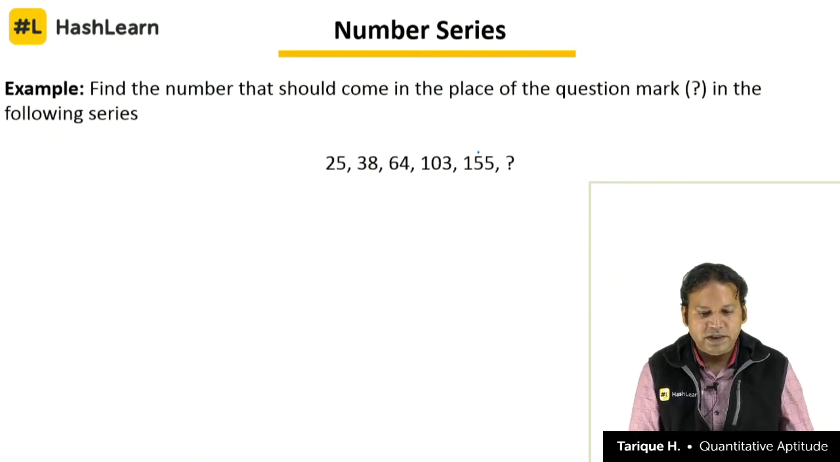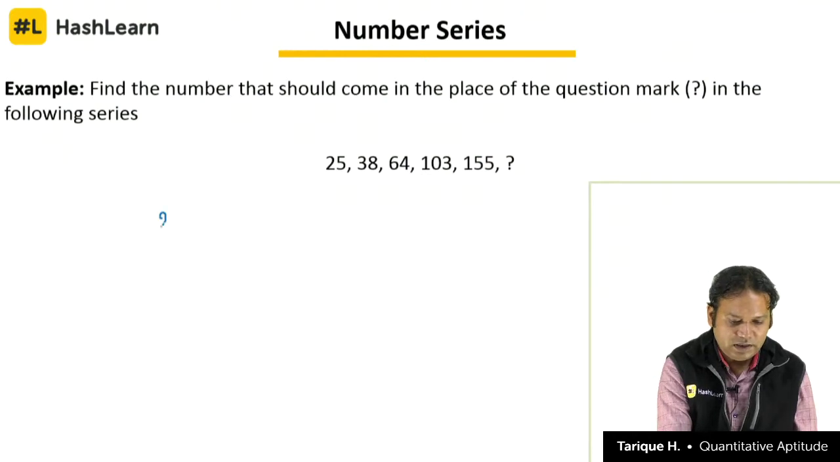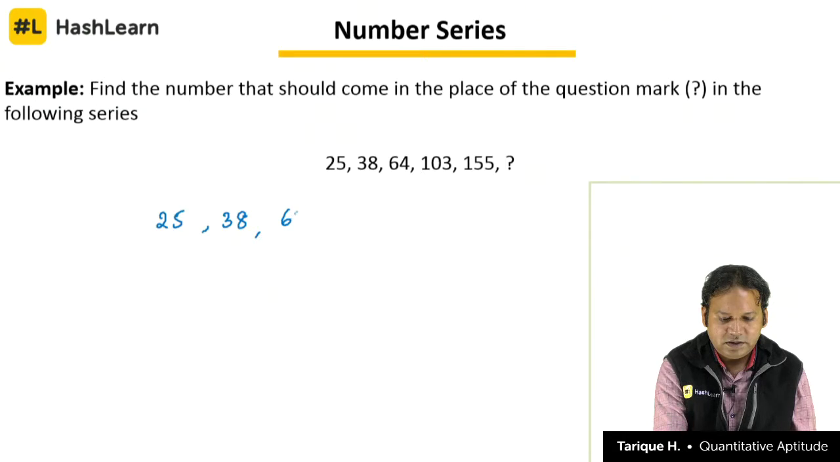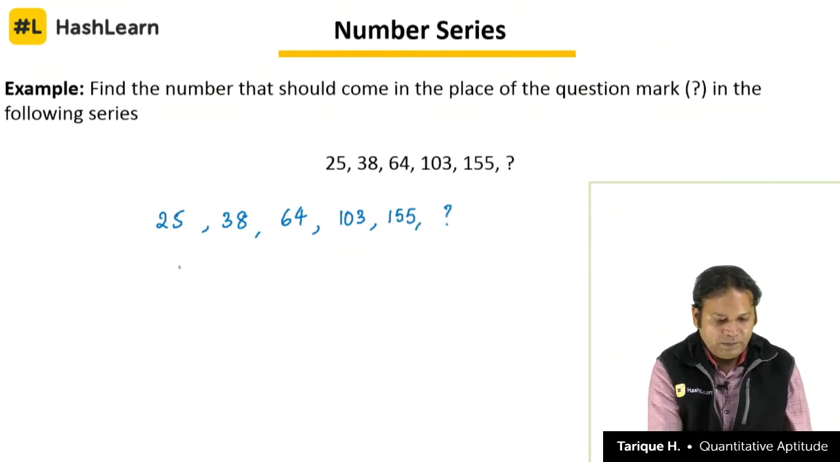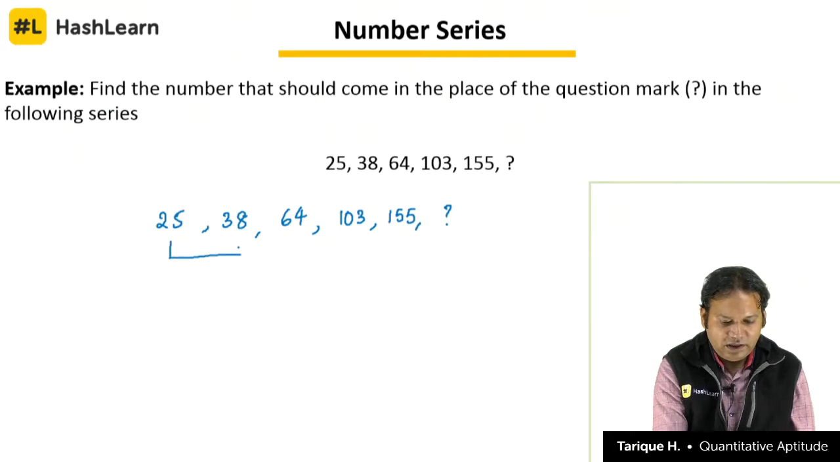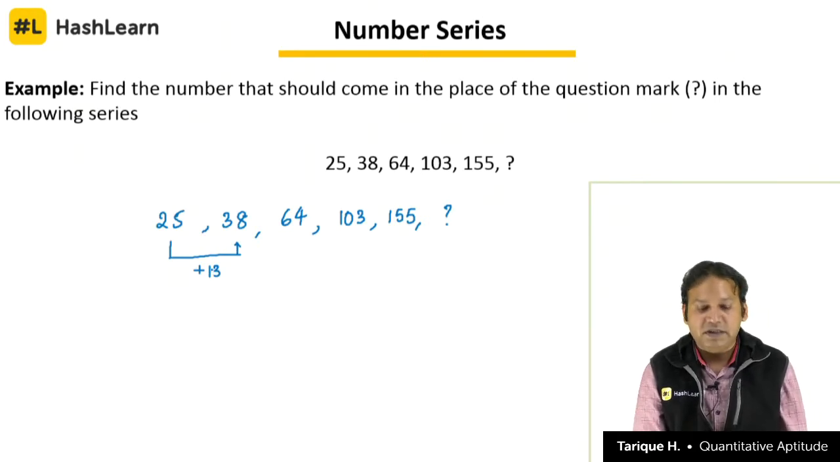Next we have this question here: 25, 38, 64, 103, 155 and so on. Okay, let us see the numbers here: 25, 38, 64, 103, 155, and then what will be the next number? So 25 and 38, the difference is 13.